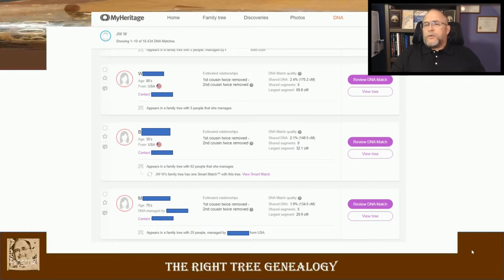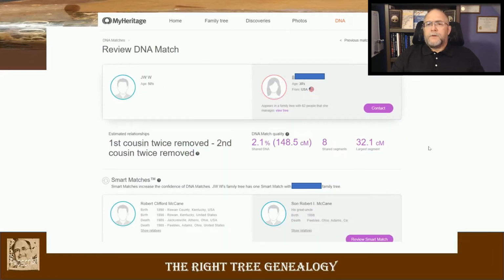You go into your match list on MyHeritage, and I blocked those for privacy reasons with the blue lines. This is one of the people I manage, and these are three of the matches. Let's just go ahead and select this middle match here, and what pops up? Well, when you bring that match up, you notice that it says this person is first cousins twice removed to second cousins twice removed. So that's the relationship expected. Now it also has a smart match, and we actually know the relationship for this person.